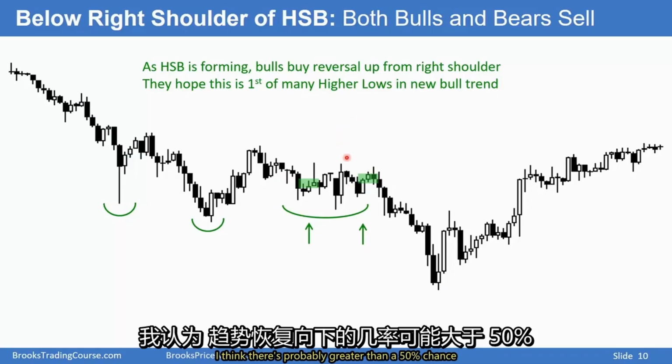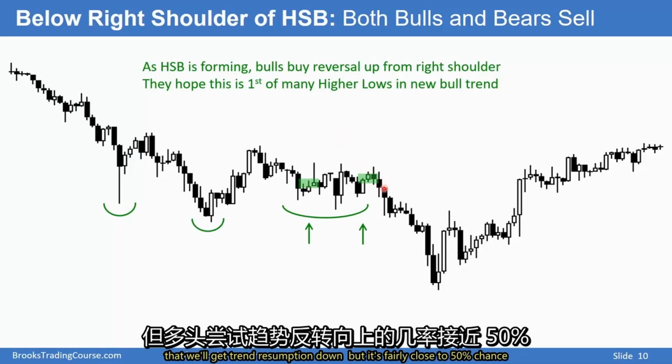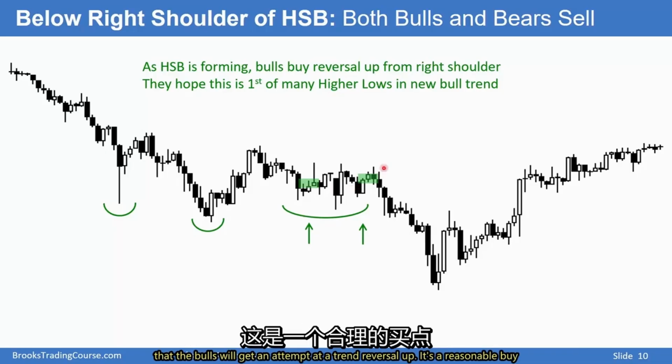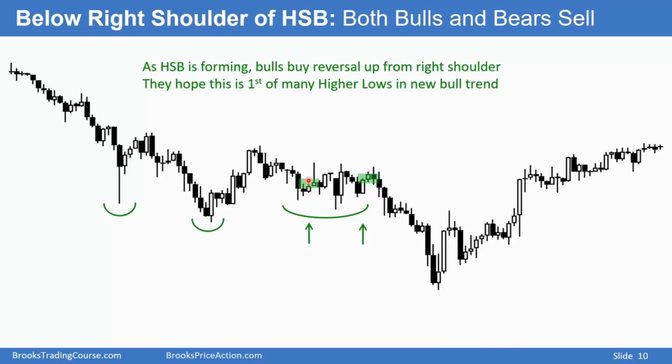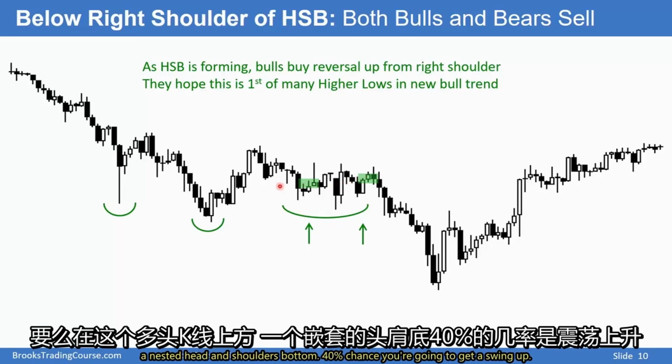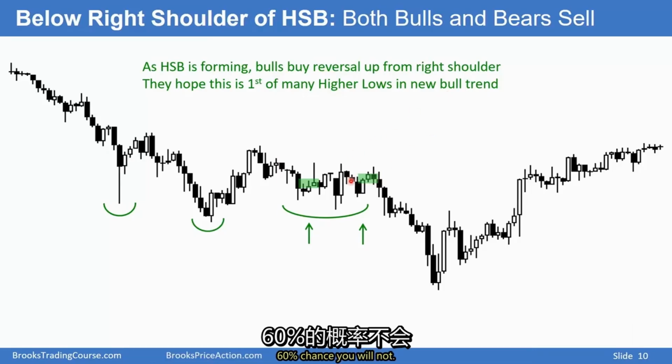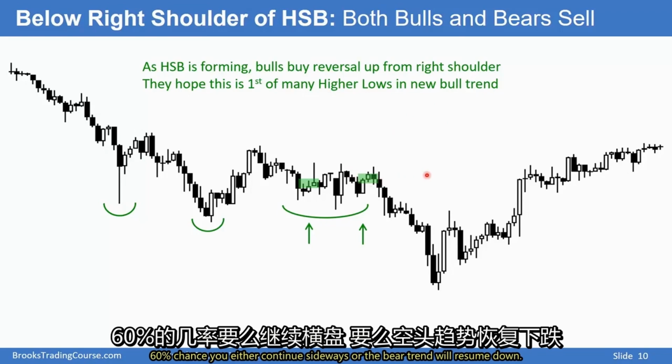I think there's probably greater than a 50% chance that we'll get trend resumption down, but it's fairly close to 50% chance that the bulls will get an attempt at a trend reversal up. It's a reasonable buy, either above this bull bar or above that bar or above this bull bar, a nested head and shoulders bottom. 40% chance you're going to get a swing up. 60% chance you will not. 60% chance you either continue sideways or the bear trend will resume down.